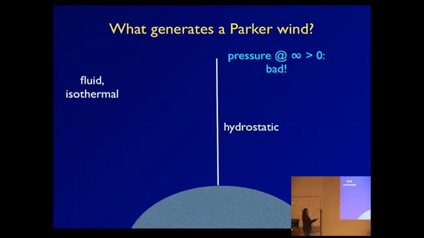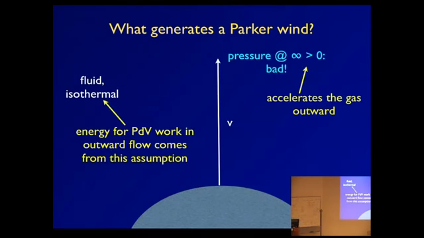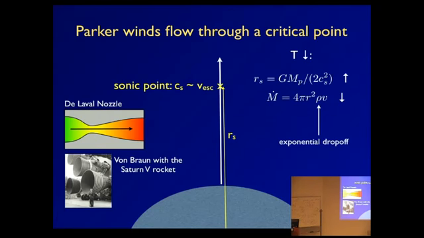You can do this yourself. Your pressure at infinity will be greater than 0. This is bad because it means that it will be accelerated outward. So in this case, the energy for the work that's going on here is coming from this isothermal assumption. So we're not going to be able to keep that, but it's still worth thinking about this as a thought experiment. So now you have a velocity pushing this outward.